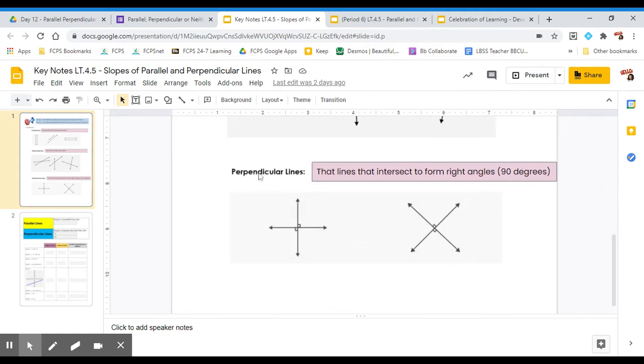Then we looked at perpendicular lines. Perpendicular lines are a type of intersecting lines such that when they intersect, they actually form right angles. Right angles are 90 degrees. And you can see in these pictures that the little square in the corner represents a 90-degree angle.